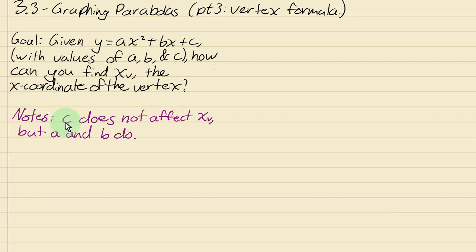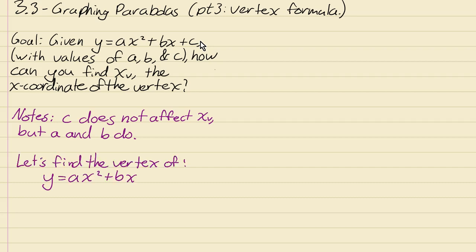So that's the first thing I notice here, is that C does not affect the x-coordinate of the vertex, but A and B do change it. So our formula is probably going to have A and B in it, but it's not going to have C in it because C doesn't matter here. So what I want to think about is, what if C is just 0? Because C doesn't matter here, we could just say C is 0, and let's just find the vertex of this particular one.